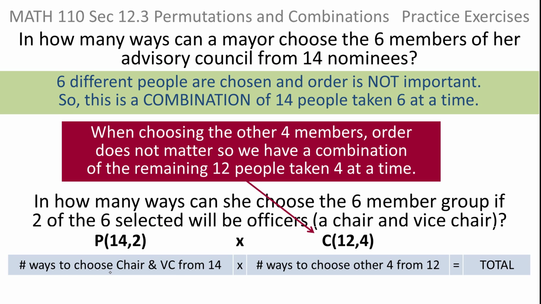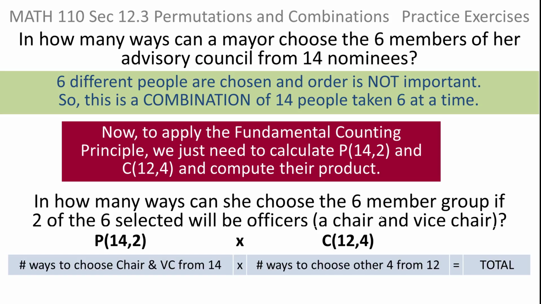But in the second subtask, you're just putting the other 4 people on the committee or on the council. So it doesn't matter what order you chose them in. So that's a combination. You've already taken 2 of the 14 people and made them officers. So there are only 12 left. If you take the 14 original people, you've already taken 2 officers out of the running. So the other 12 people, any of the 12 people can go on the remaining 4 spots. So that's a combination of 12 people taken 4 at a time. And the answer will be the product of those 2.